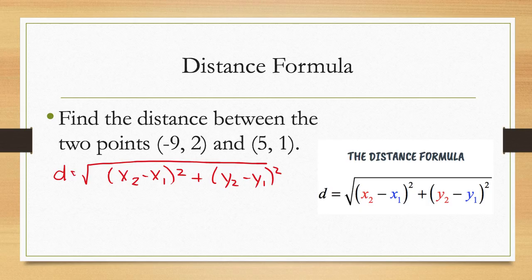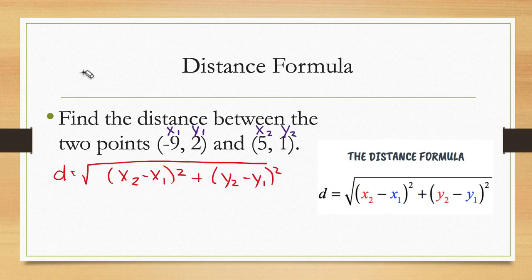And then the next thing I'm going to do is label those points. So here's our first point, (-9, 2). So this is going to be x1 and y1. Our second point, the 5 will be x2 and the 1 will be y2.